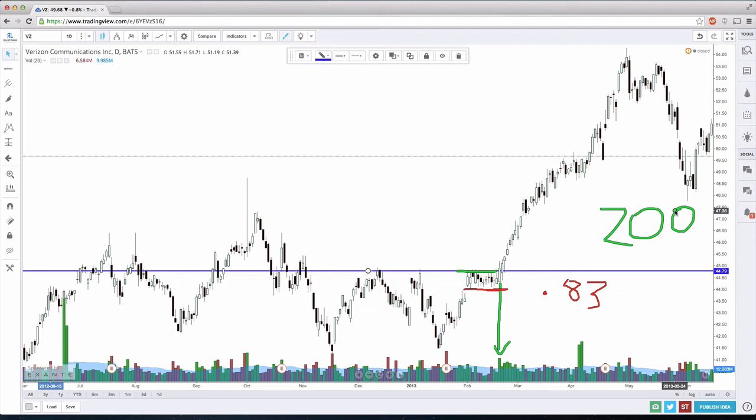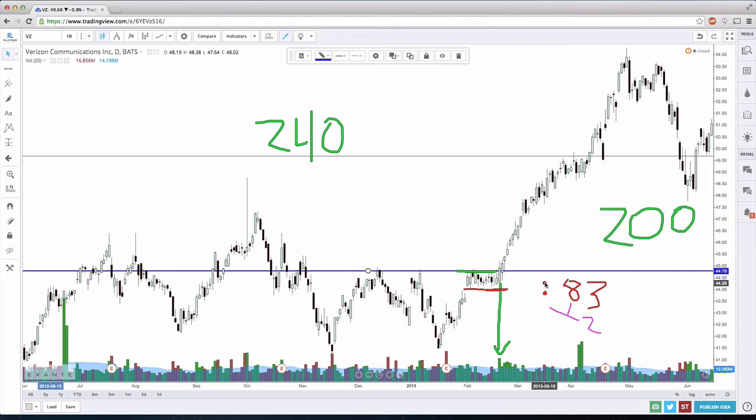200 divided by 83 equals 240 shares. Okay, so if 83 cents is our stop value, what's a very, very simple way to say, all right, what is our target? Well, our target would be $1.66, which is 83 cents times 2. That's a 1-to-2 risk to reward ratio.